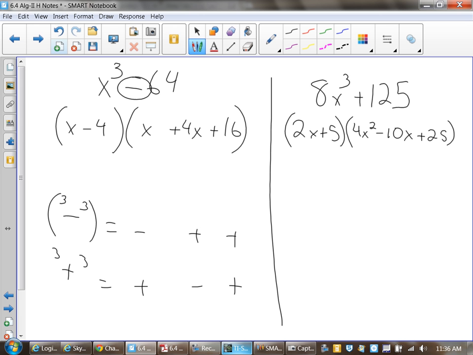One of the things you might notice if you did FOIL that out, if you multiply 2x and 4x squared, don't you get 8x cubed? You multiply 5 times 25, don't you get 125? It's fantastic. The alternating signs make the other terms drop out. That's how that works. All right? So that's one of the new things that we're going to do today.